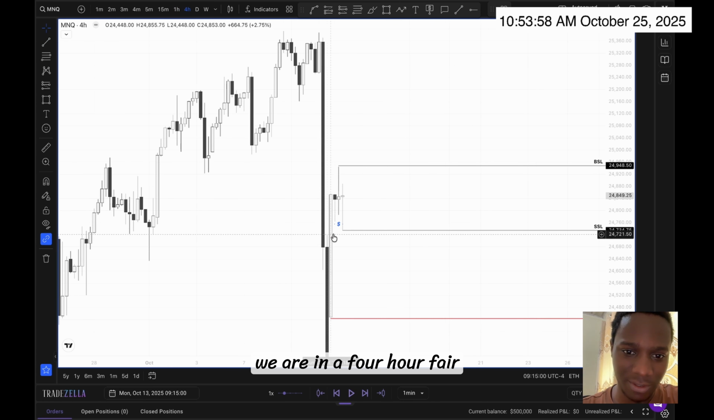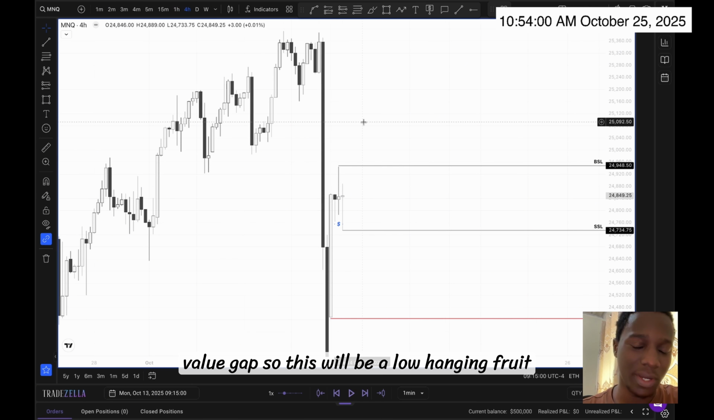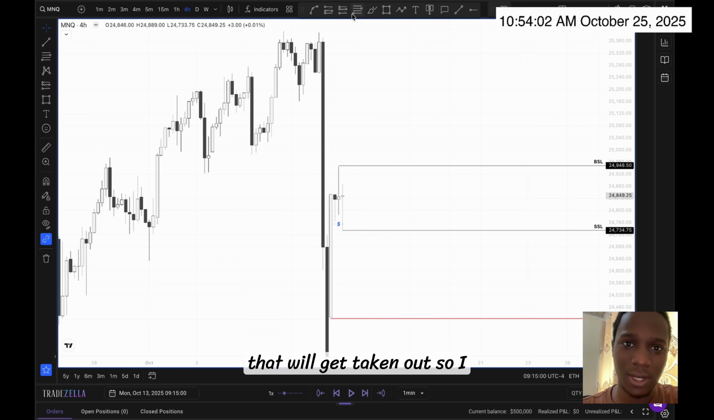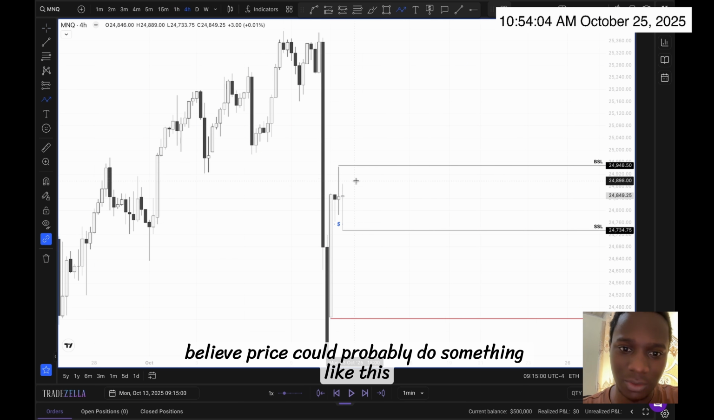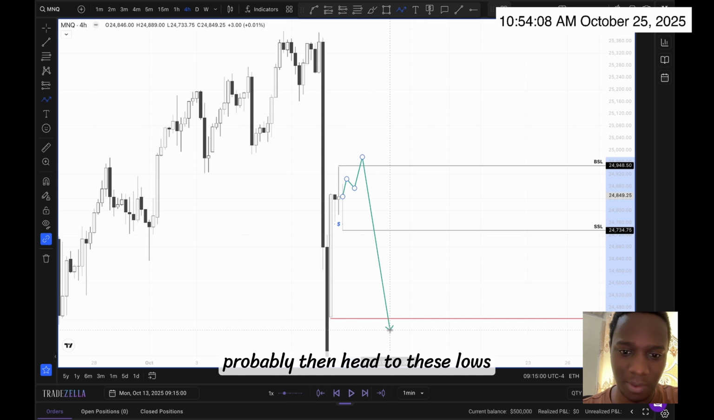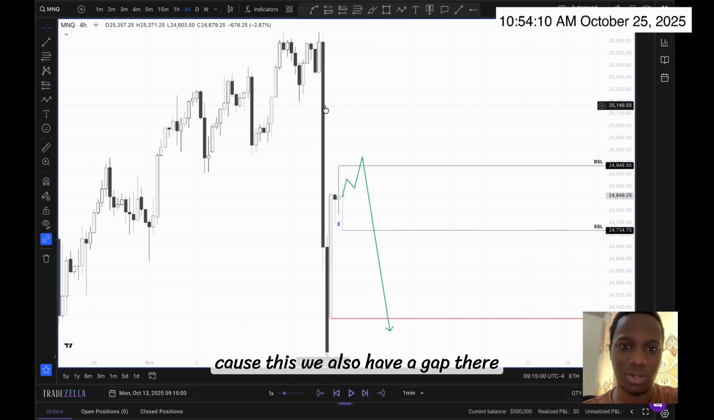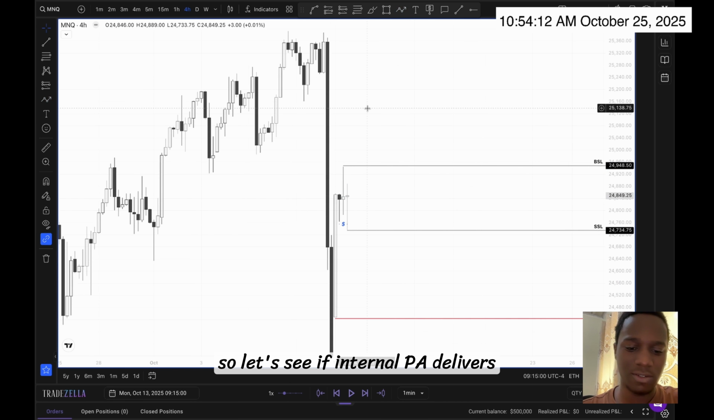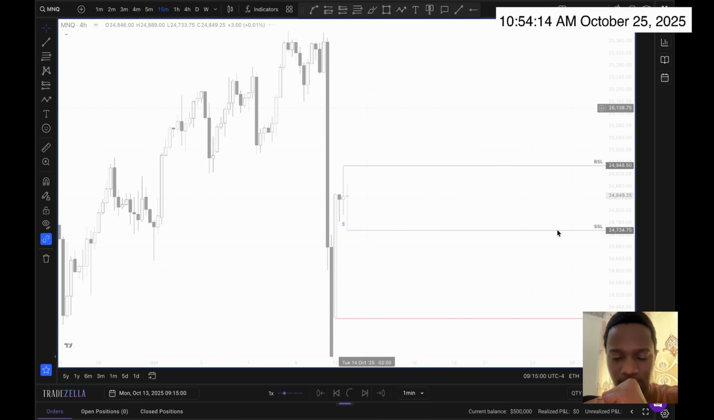We are in a 4-hour fair value gap, so this will be a low hanging fruit that will get taken out. So I believe price could probably do something like this, run the high, then probably head to these lows, because we also have a gap there. So let's see if internal PA delivers.